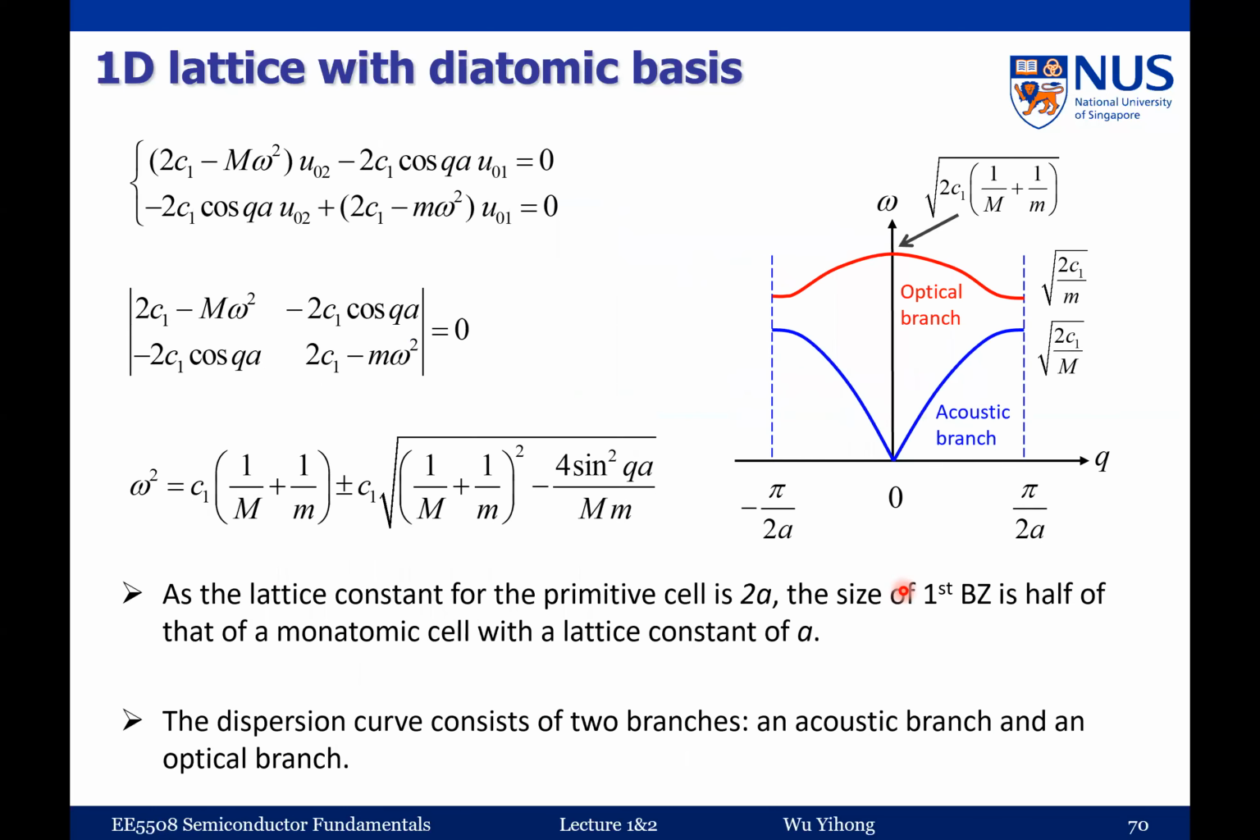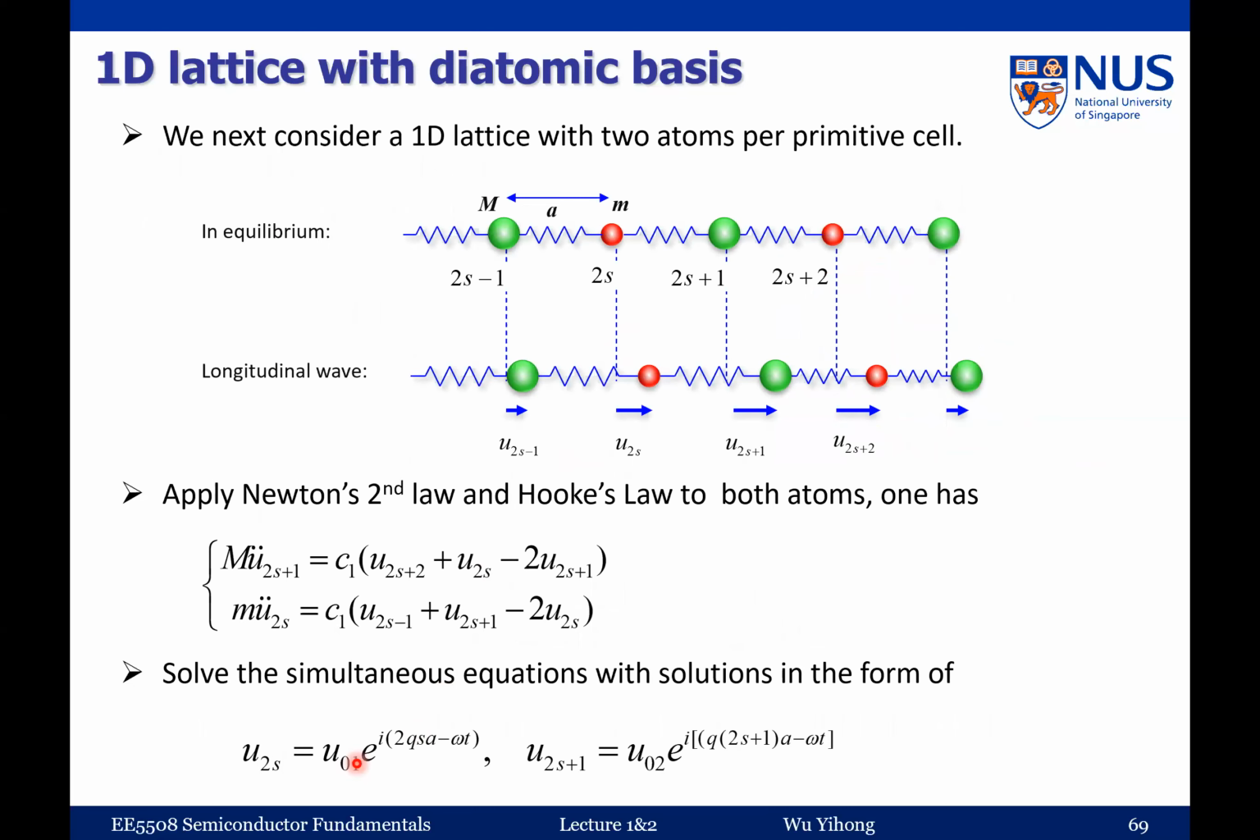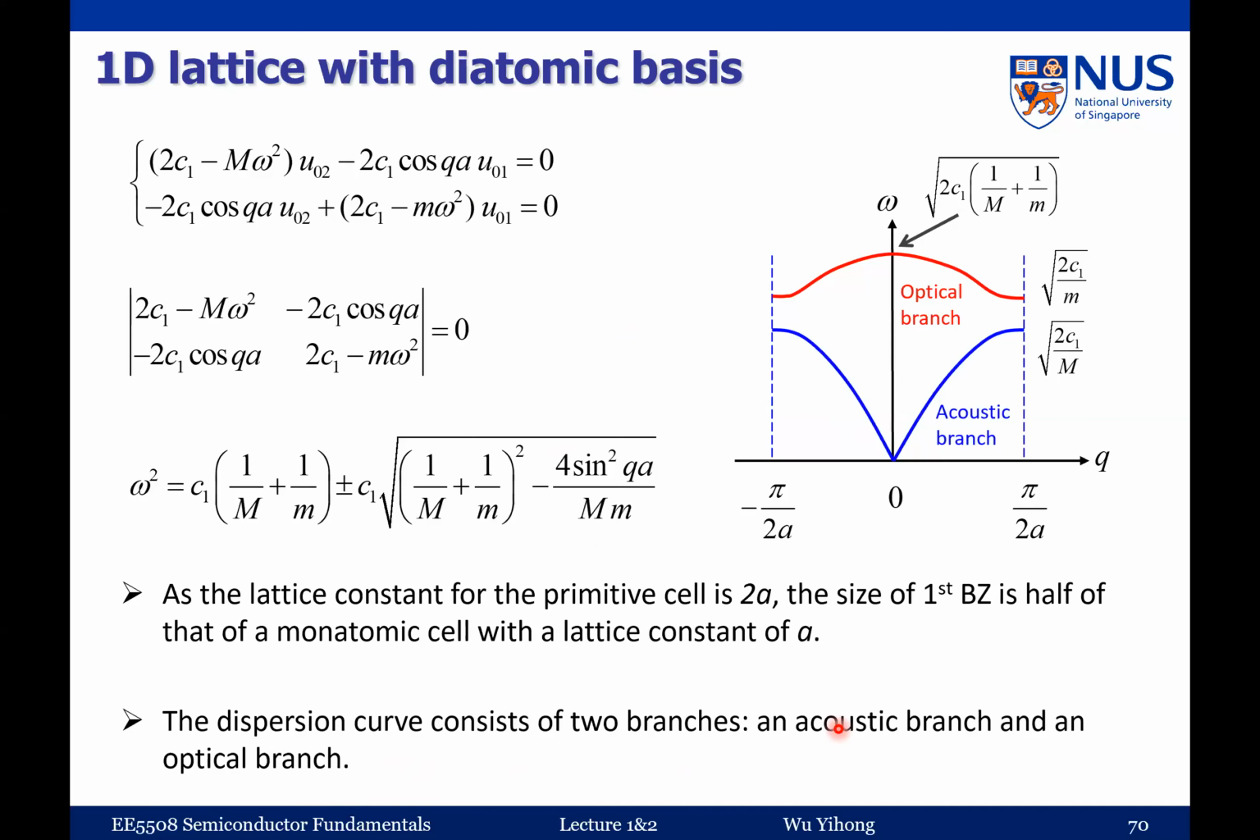Then we get two simultaneous linear equations of two variables, u_02 and u_01. These are basically the amplitudes of the two vibrations, one for the red atom and the other for the green atom. Now, to solve these two simultaneous equations, since the right-hand side coefficients are 0, we just need to let the determinant of the coefficient matrix be 0. This you learn in mathematics.